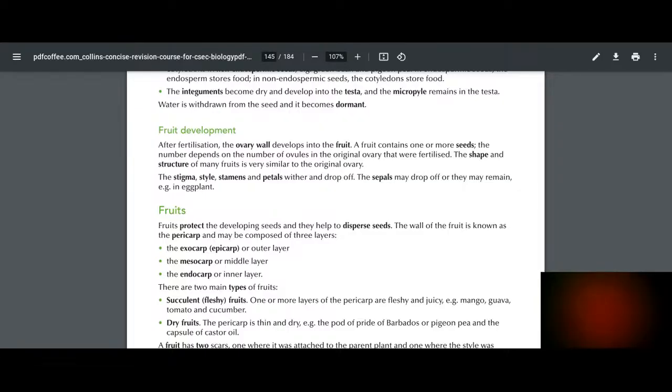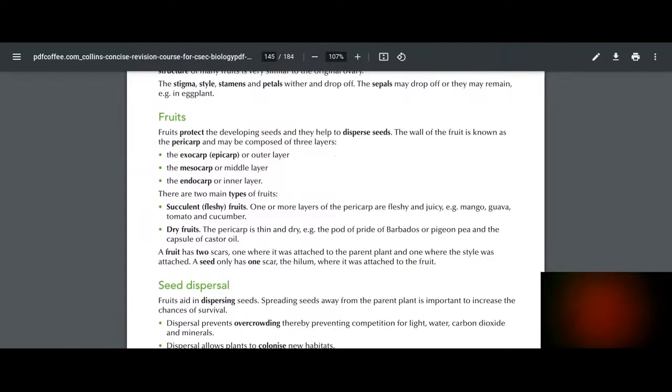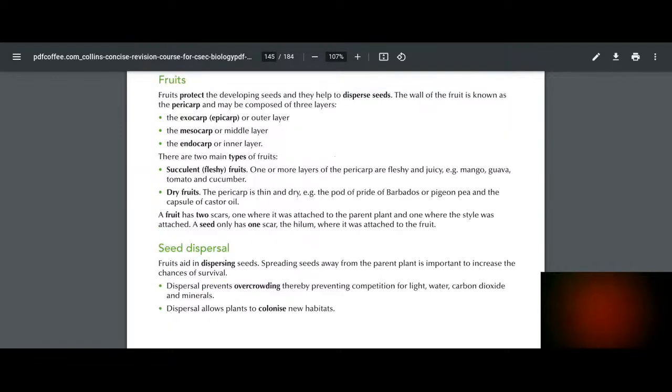The exocarp is the outer layer. The mesocarp is the middle layer. The endocarp is the inner layer. So the pericarp is the wall of the fruit: exocarp, outer layer; mesocarp, middle layer; endocarp, inner layer. There are two main types of fruits: succulent fruits, which are fleshy fruits, and dry fruits.